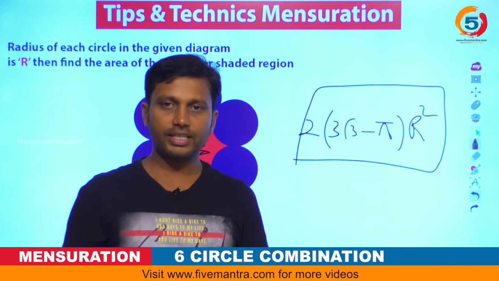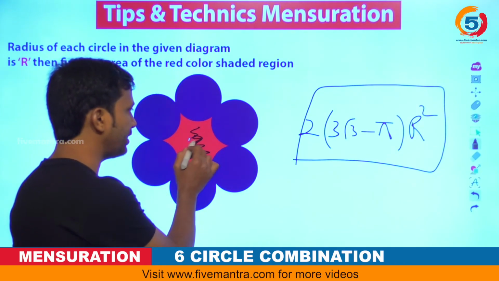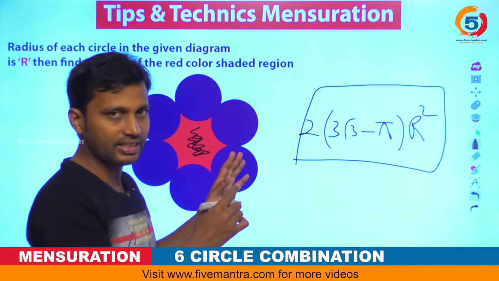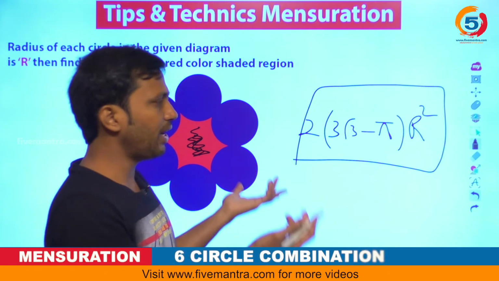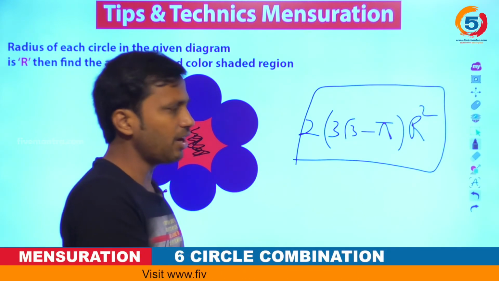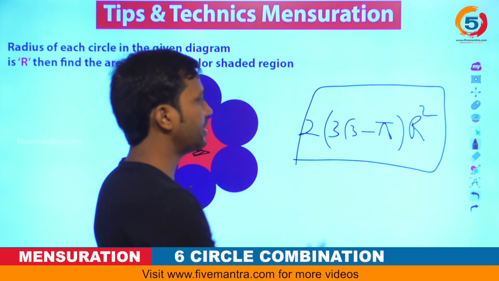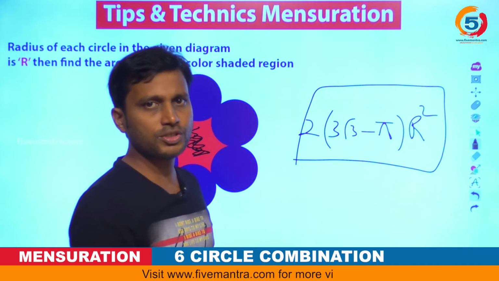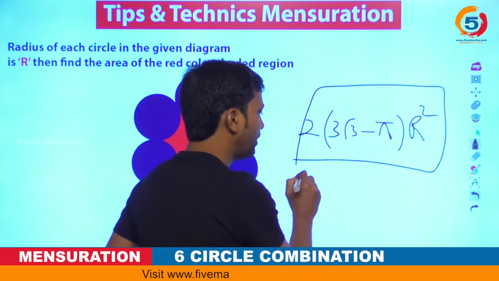The radius of each circle is given as 4 centimeters. Now you are asked to find the shaded region, this red region, which is the region between the circles. Then what do we have to do? Simply put the value of r in the formula and you get the answer. So what is the value of r? Let us suppose the radius of each circle is 4. Then put 4 here.